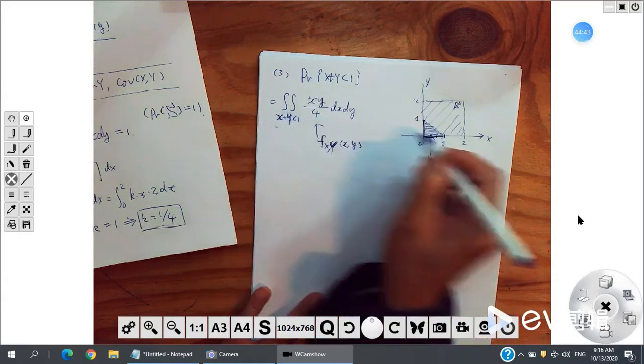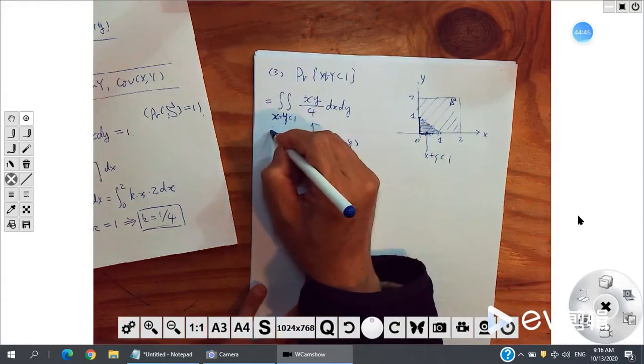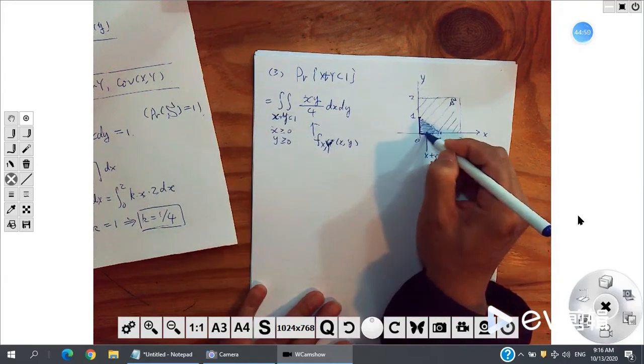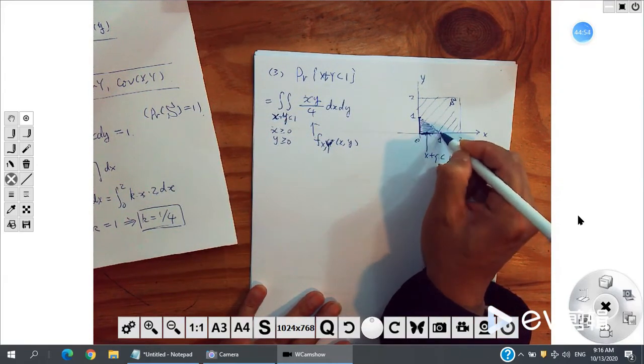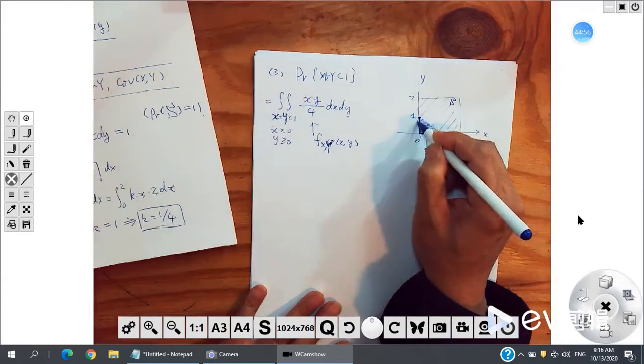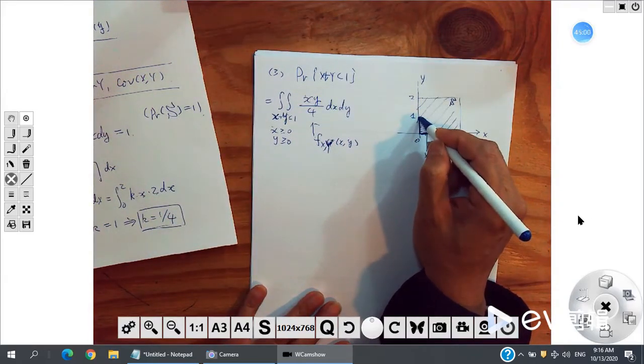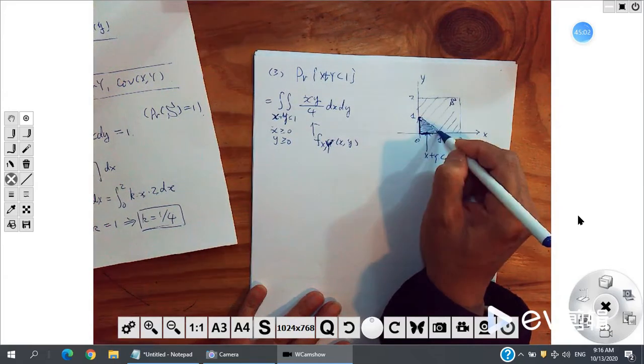So you also need the sum smaller than 1, and x should be positive, y should be positive. Right, this is the bound. X is positive, y is also positive. Both x and y are positive, and the summation is no more than 1. So this part.